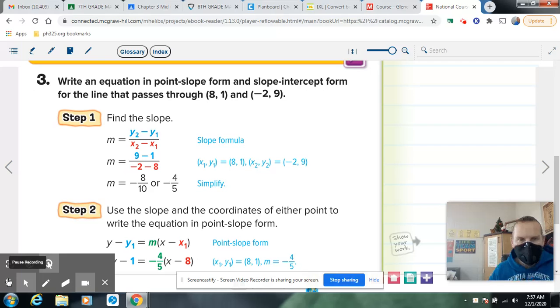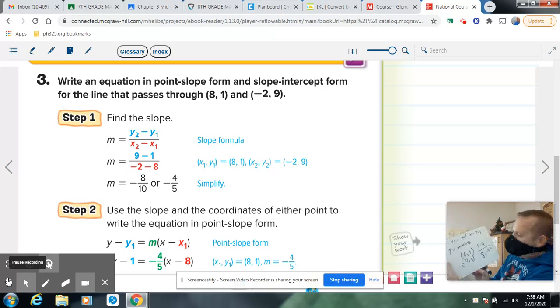So we have to do step number 1, find the slope. Remember, this is where you stack them and subtract them. So I'm going to put on my paper 8, comma 1, -2, comma 9. Notice I have them stacked. Now I'm going to subtract them. 1 minus 9, again, goes on top. 8 minus negative 2 goes on bottom.